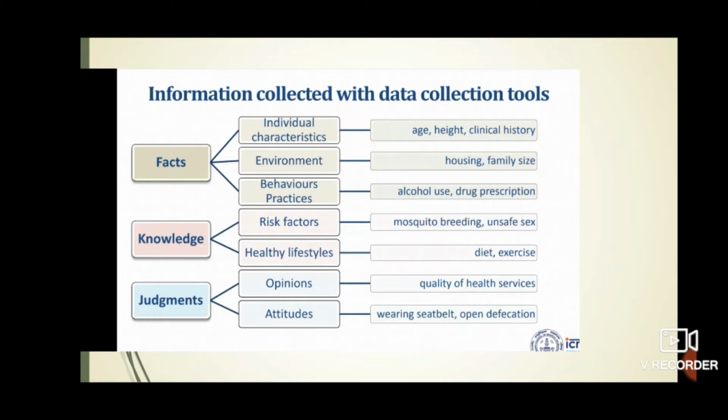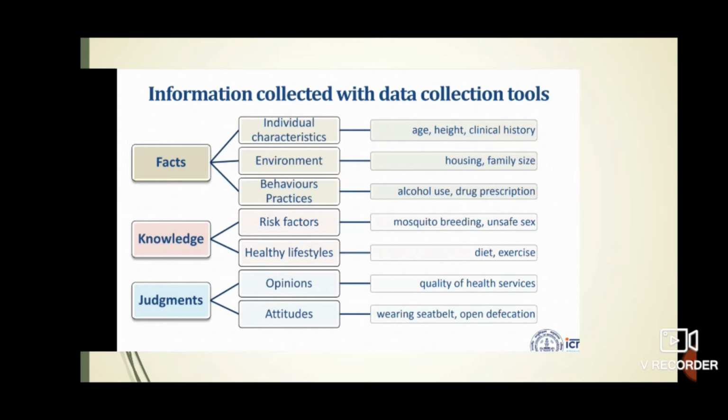The facts include what you cannot change, that is the individual characteristics, environment and behavioral practices. So this kind of flowchart will be an easy trick to keep in hand to verify whether you have collected everything. In the individual characteristics, we have the age, height, clinical history. Environment includes housing, family size. Behavioral practices include the alcohol use, drug prescription, etc.